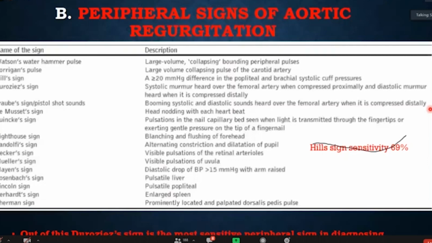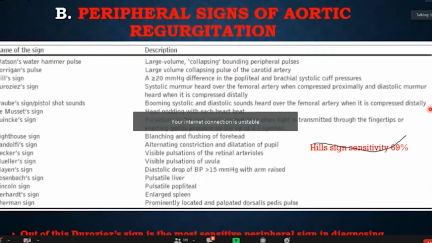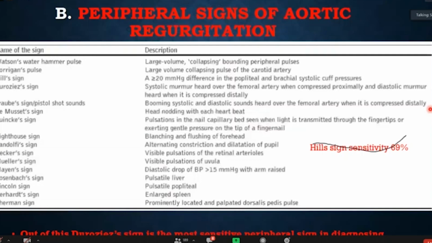Now, what is the central mechanism? All the blood runs off into the LV, and then the LV ejects. The blood ejected from the LV causes activation of the baroreceptor. When the baroreceptor is activated, it causes a decrease in SVR. When the SVR decreases, it again causes peripheral runoff. So this is the central mechanism. So in aortic regurgitation, the collapsing pulse has both the central mechanism and the peripheral mechanism, and the central mechanism plays over the peripheral mechanism. Now, again, there are many important signs. One of the most important signs which was discussed a lot in the past and present is Hill sign.